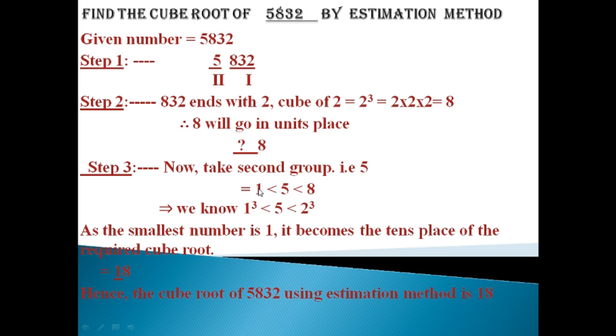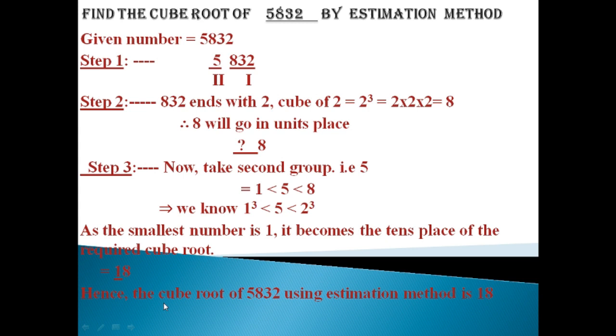And 1 is the cube of 1. We can write it as 1 cube, less than 5. Then 8 is the cube of 2. 5 is between 1 cube and 2 cube. From these two numbers, which number is smallest? 1 is the smallest number, and this one will be here.